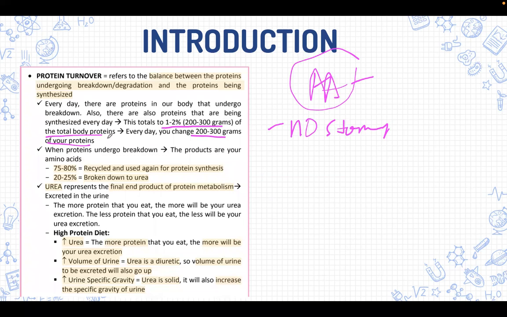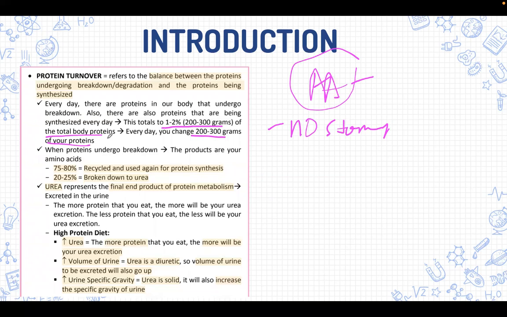Again, ang pinaka-product ng protein breakdown is what we call amino acid. Kasi nga naman, is polymer siya. Pag binbreak mo siya into pieces, magiging amino acid siya. And then the 75 to 80% will be recycled and used again for protein synthesis. And then the 20 to 25% will be broken down to urea.